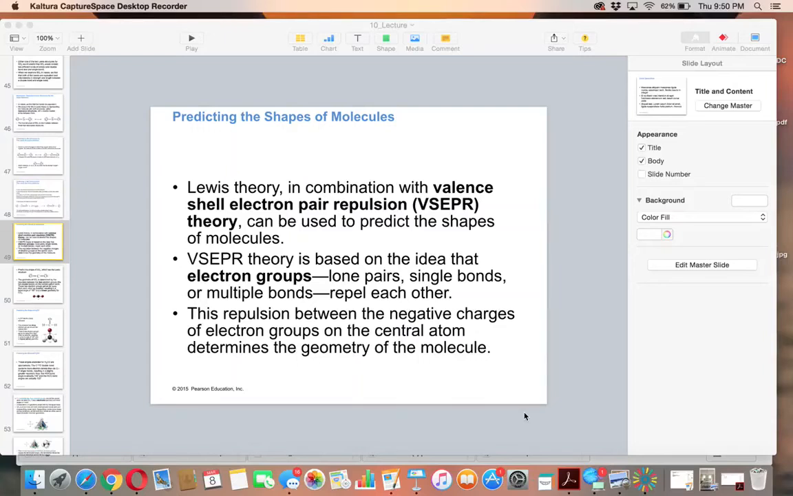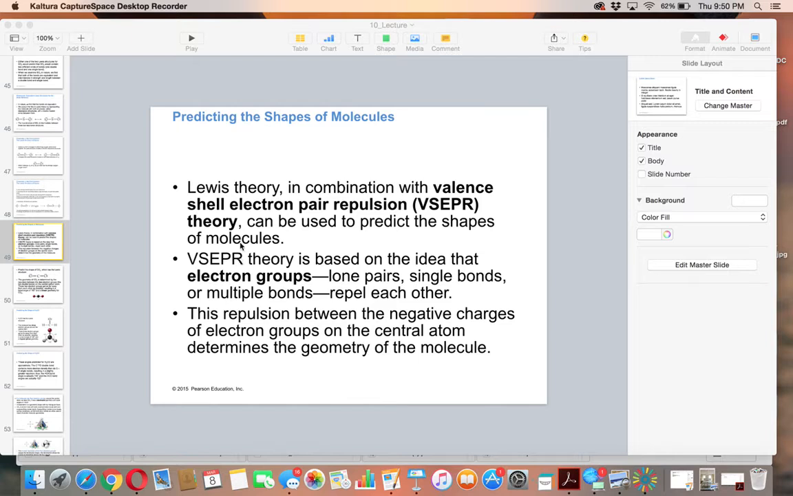Okay, the last video that I want to do for this evening is on shapes of molecules. I didn't have a chance to cover this in lecture, but you could have some homework problems on it. And you really only have to know how to use a chart. So they call it VSEPR theory, which is valence shell electron pair repulsion.